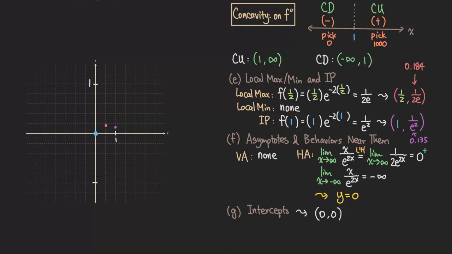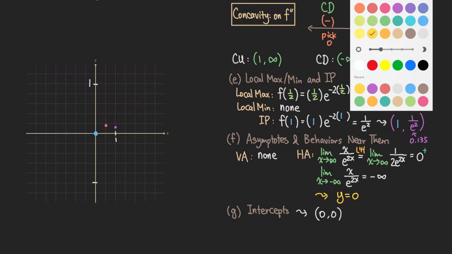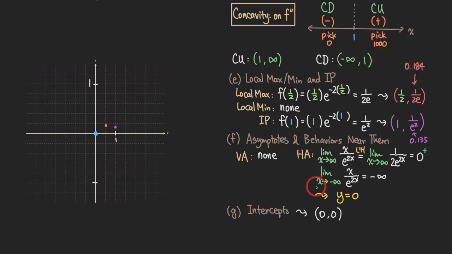And then now asymptotes. Let's graph the asymptote. There is only one asymptote, which is the horizontal asymptote, y equals 0. That's actually just the x-axis. Okay, so let's graph that. Yeah, so now that's that.